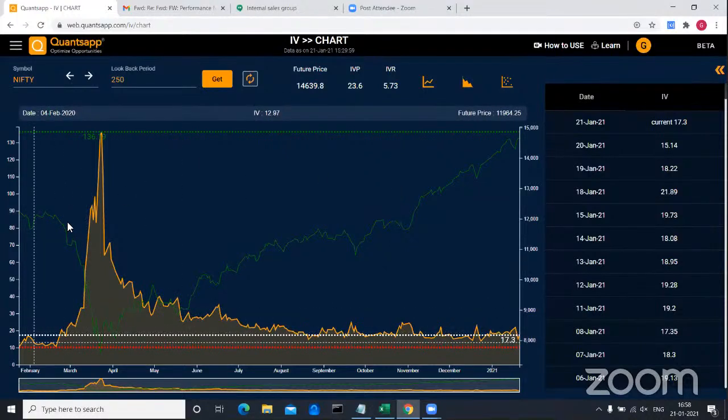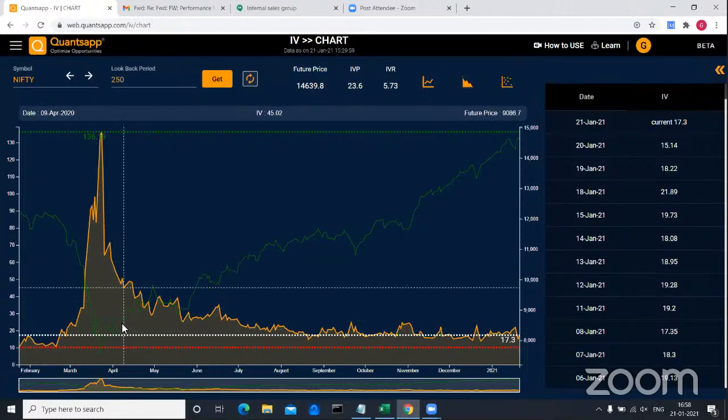So here the green line is telling you the future price. So if you want to see, for any one symbol, maybe any stock or index, how its future price has been over the period of time, you can look here. Meanwhile, you may want to understand the relation of why prices fall when there is an increase in IV, and vice versa. So it's telling me that whenever IV increased a little, there was some point of nervousness in the market, which we can see.